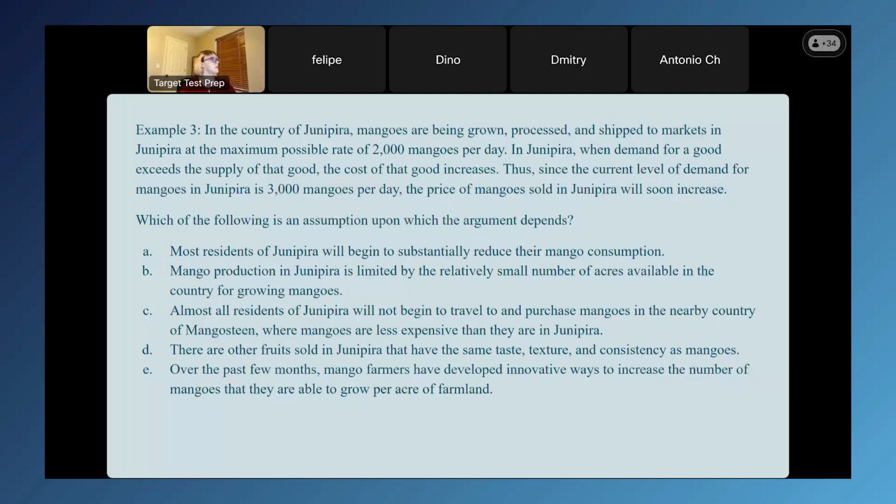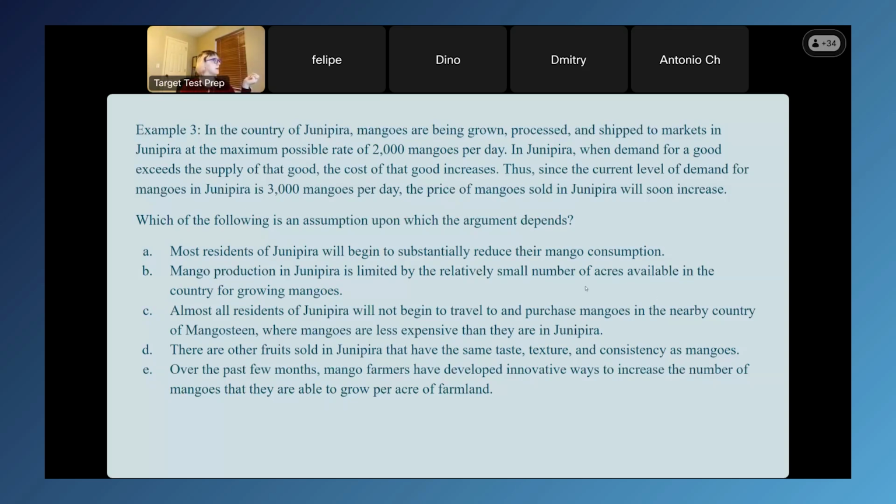Okay. In the country of Junipero, mangoes are being grown, processed, and shipped to markets in Junipero at the maximum possible rate of 2,000 mangoes per day. In Junipero, when demand for a good exceeds the supply of that good, the cost of that good increases. Thus, since the current level of demand for mangoes in Junipero is 3,000 mangoes per day, the price of mangoes sold in Junipero will soon increase. Which of the following is an assumption on which the argument depends?